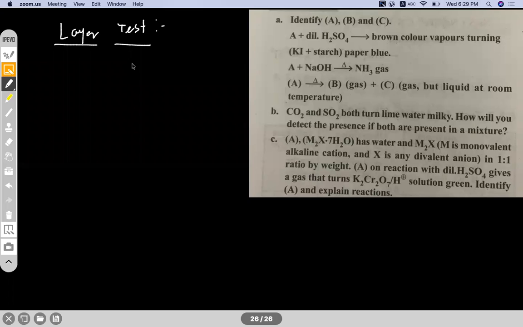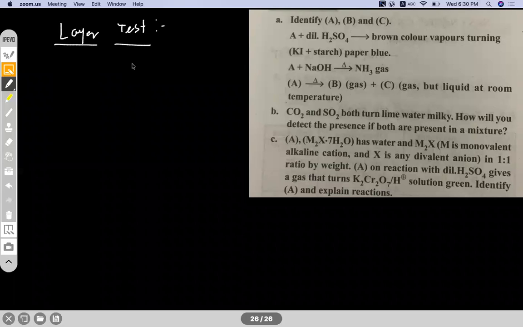You see, A, you are saying nitrite ion. What should be the compound? Because when you heat A, it converts into a gas which is liquid at room temperature. So what all liquids do we have at room temperature? Tell me, what all liquids we have at room temperature? Sir, is it going to be NO and NO2?